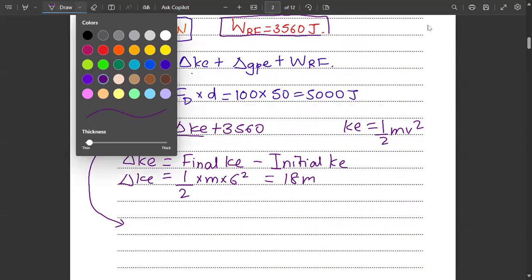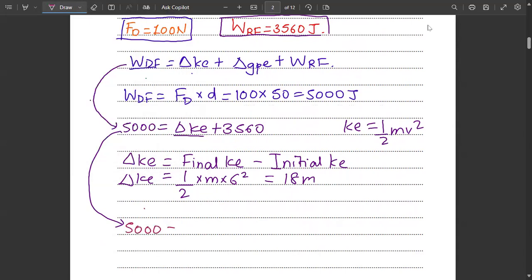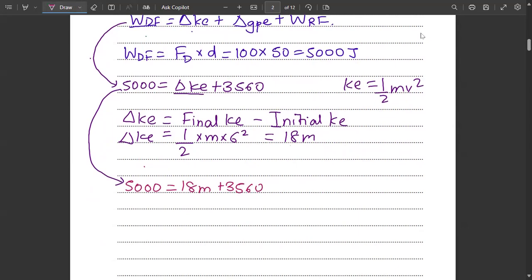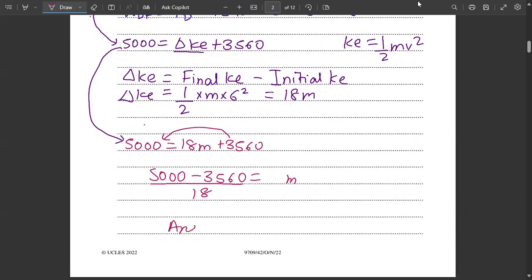So here 5000 is equal to 18m plus 3560. Now this 3560 will go there, which will give us 5000 minus 3560 is equal to 18m. And the 18 will come down, so m equals over 18. Now if I put this in the calculator, my final answer, which is the value for m, will be 5000 minus 3560 upon 18. So the value is 80 kg. So the mass is 80 kg.